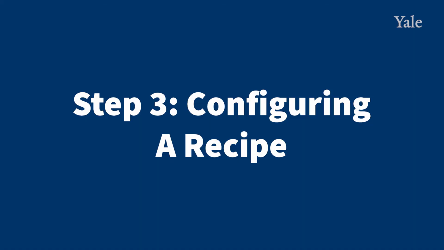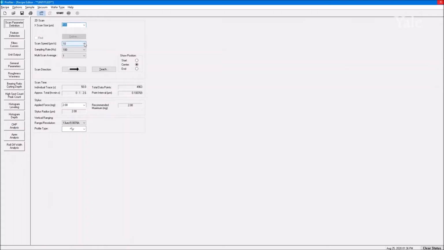Step 3, configuring a recipe. The new recipe will open to scan parameter definition. You can adjust the scan speed from 2 microns per second to 25,000, although a medium value like 50 or 100 is considered typical. You can also lower the sampling rate to provide smoother data, or increase the sampling rate to get more information. You can also adjust the multi-scan average to compensate for noise and vibration by taking an average of multiple scans.